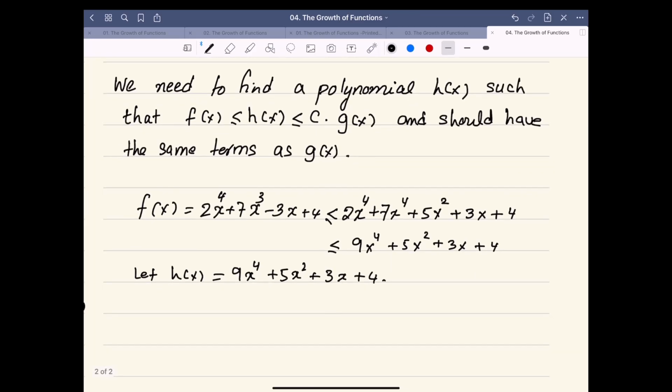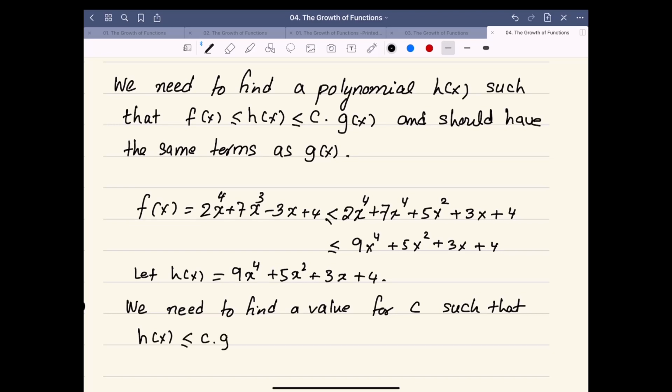In the next step, we need to find a value for c as a constant, such that h of x is less than or equal to c multiplied by g of x. So let us write the equation for g of x. It is 3x raised to power 4 plus 5x squared plus 6x plus 2.